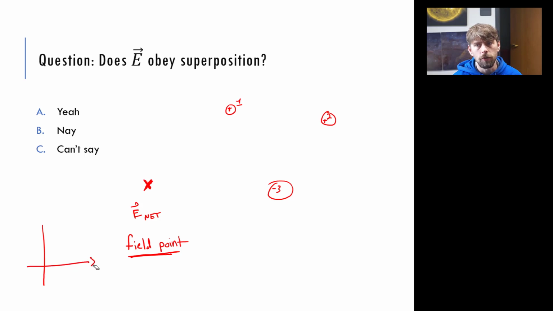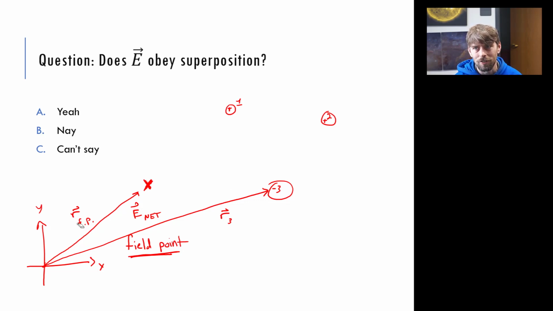And again, we follow our usual things. If we put an origin somewhere on the plane of the page, you can get the position vector of the field point, which I usually subscript as field point. You can get the position vector of the charge, we'll go to the third charge here. And then you can get the relative position vector pointing from the charge to the field point.